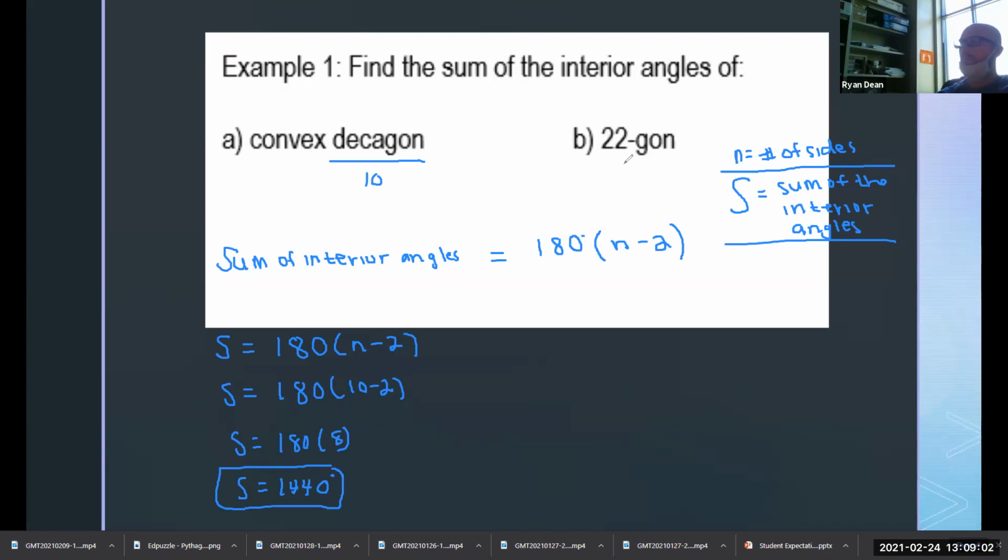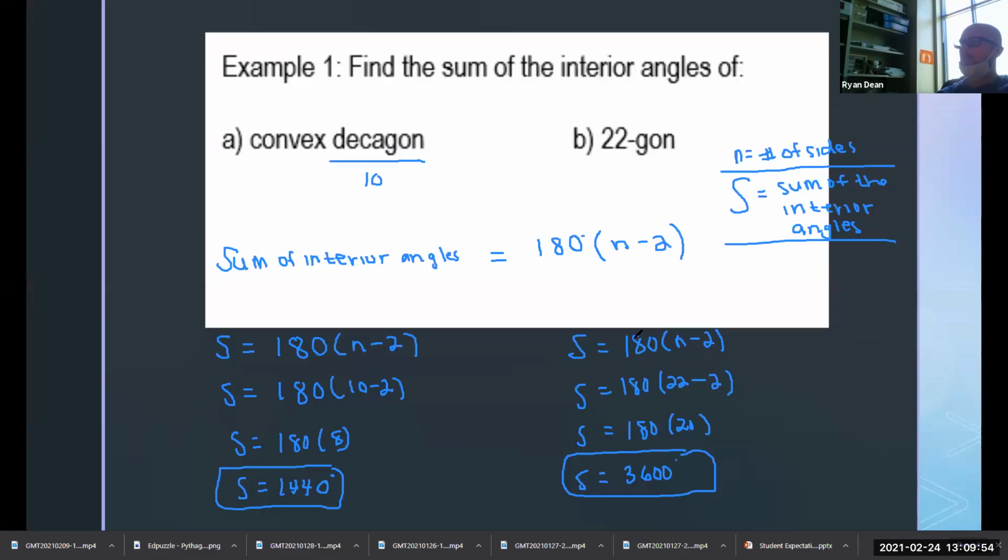We can do the same thing with part B, the 22-gon. I want you to go ahead and do this one on your own, and then we'll come back with the solution. All right, so here's our work. Pretty much the exact same thing that we did with part A. The only difference is we substituted in 22. 22 minus 2 is 20. When we multiply the 20 by 180, we get our total of 3,600 degrees for the sum of the interior angles of a 22-gon.